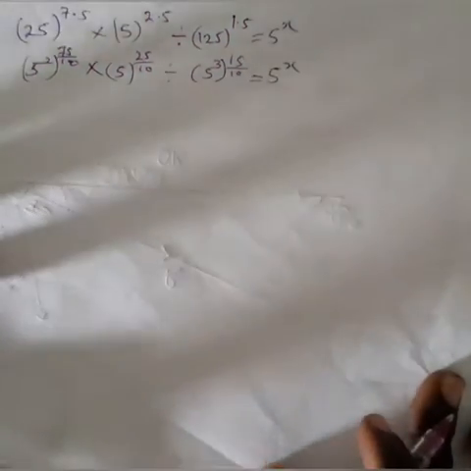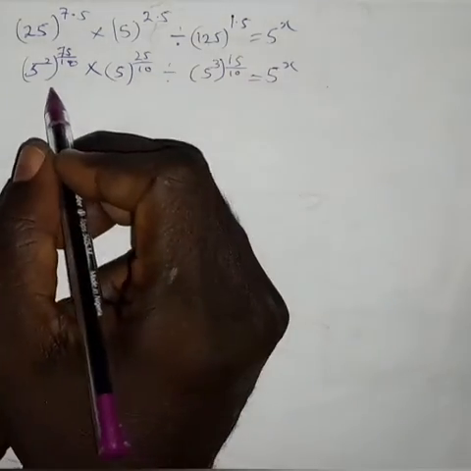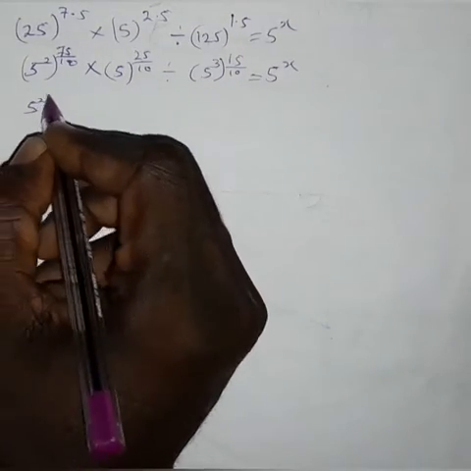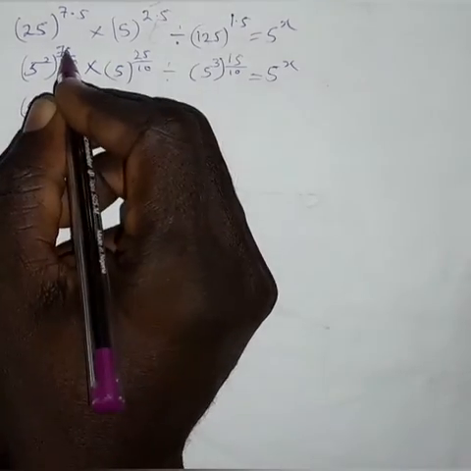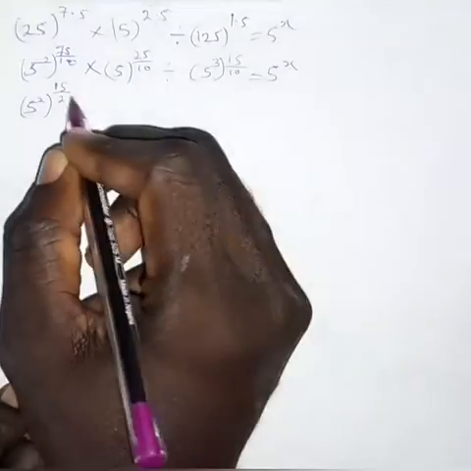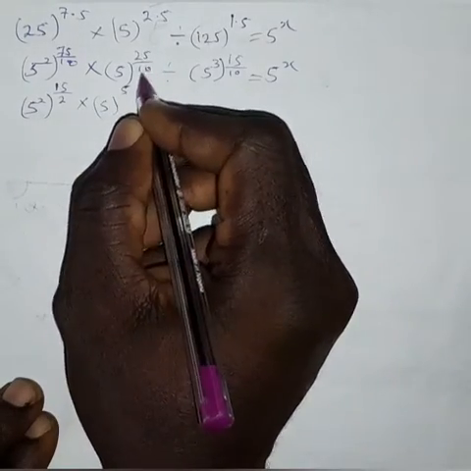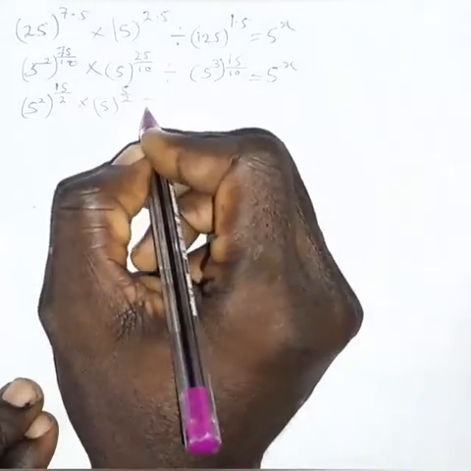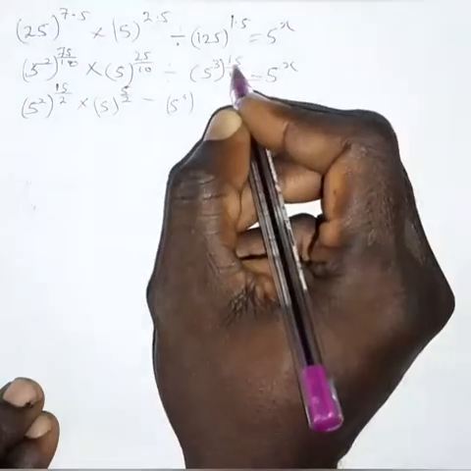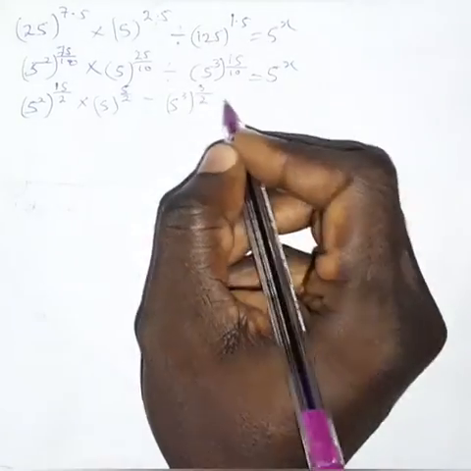So by reducing that, I'm going to have 5 to the power of 2 times 5 to the power of 75 divided by 5, which is 15 over 2. Then 5 to the power of 25 divided by 5 is 5, and 10 divided by 5 is 2. Divided by 5 to the power of 3 times 15 divided by 5, which is 3, and 10 divided by 5 is 2, equals 5 to the power of x.